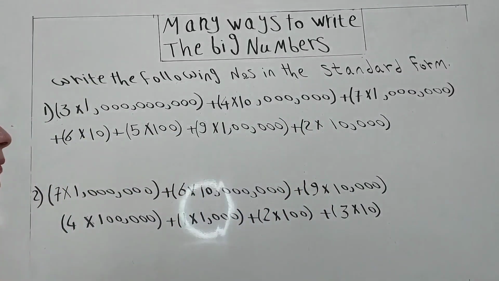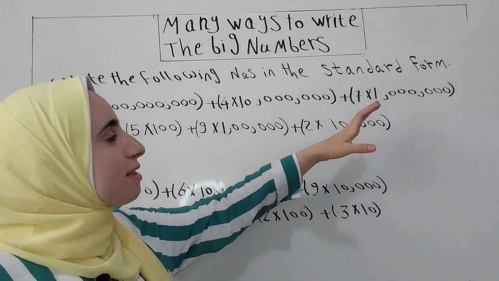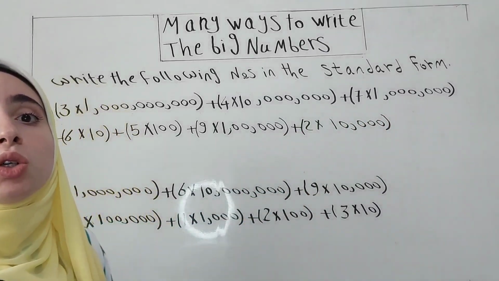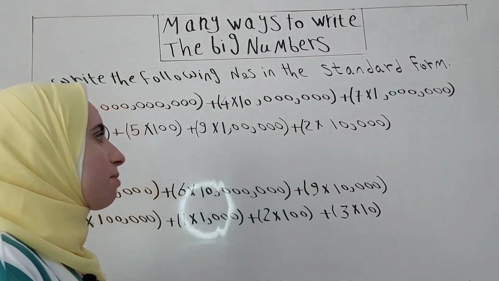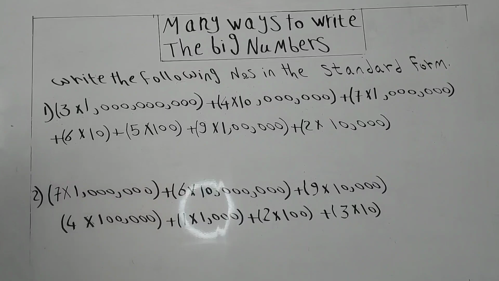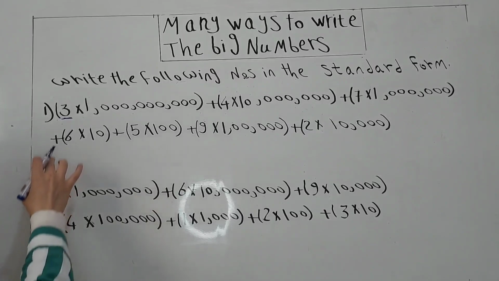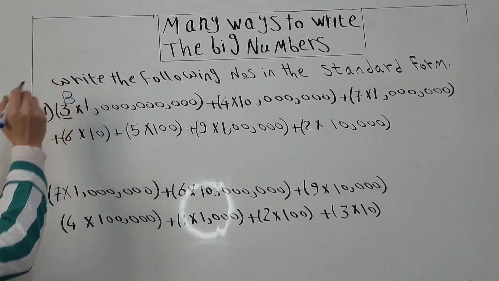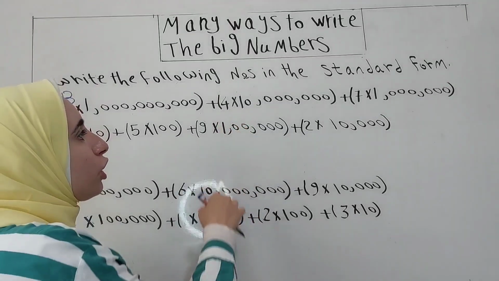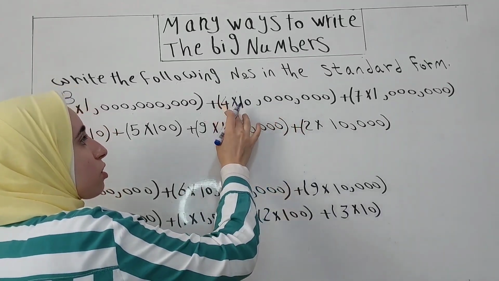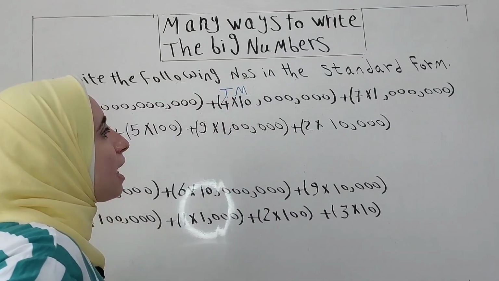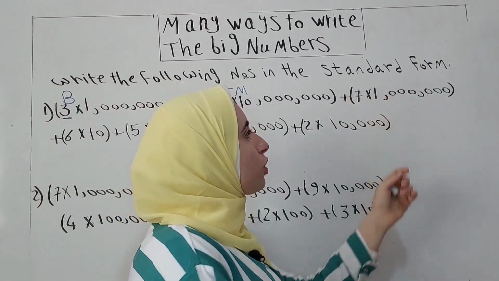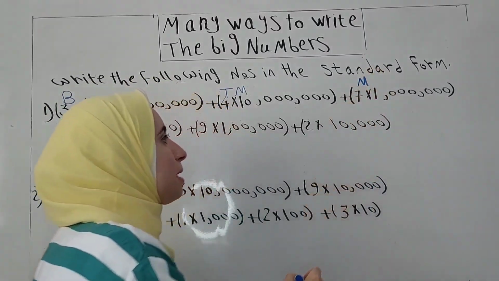Let's take another example. Write the following numbers in the standard form. We need to convert this number from the expanded notation form to the standard form. We must write the place value for each digit. The digit 3 multiplied by 1 billion, so the digit 3 is in the billions place. And the digit 4 multiplied by 10 millions is in the 10 millions place. And the digit 7 multiplied by 1 million is in the millions place.